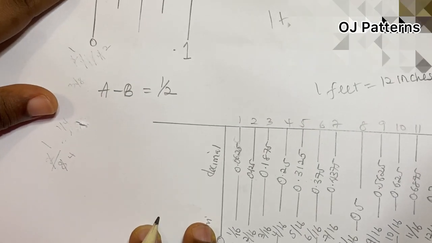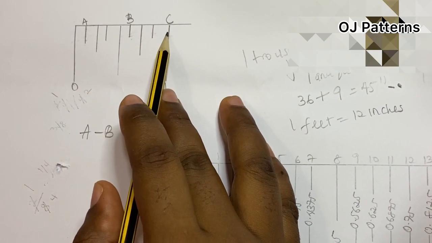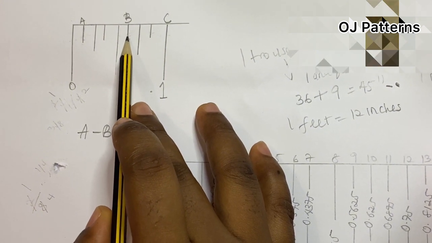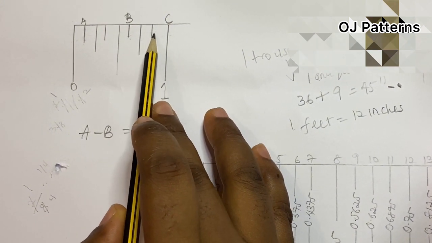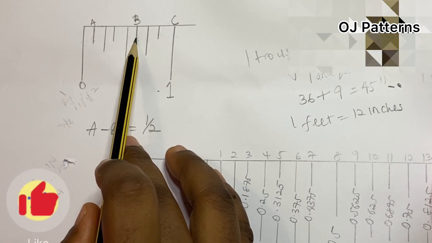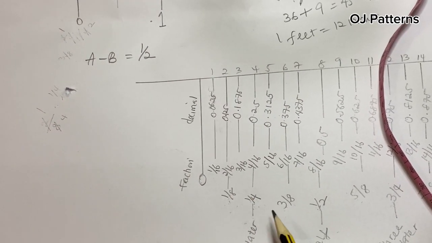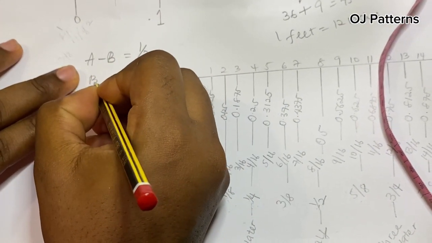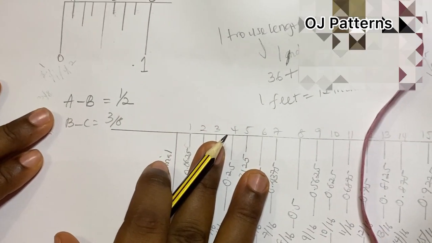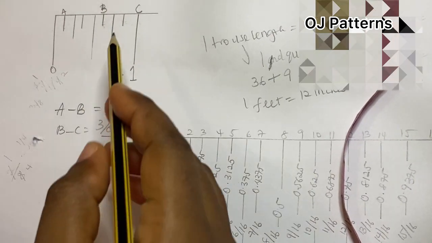Okay, next, moving on. Now let's look at B to C. Now B to C, you have to calculate. From B, you start at 0. This is 0. This is 1, 2, 3, and this is 1/8. So we go 1, 2, 3. That's 3/8. So B to C is 3/8. So that's how it works. If you come across anything like this, always start from 0.